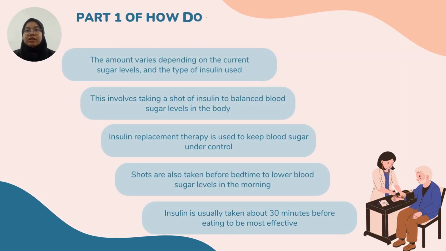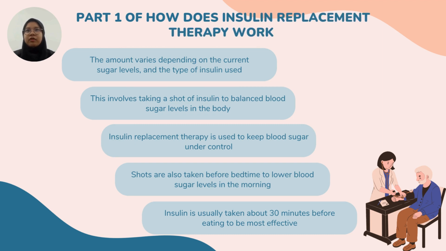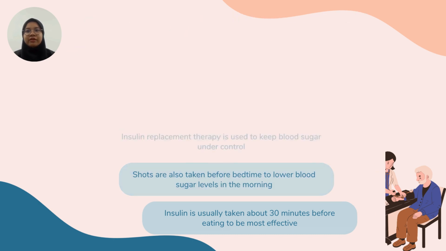Part 1 of how does insulin replacement therapy work. Here, I have provided 5 examples. First, the amount varies depending on the current sugar levels and the type of insulin used. Second, this involves taking a shot of insulin to balance blood sugar levels in the body. Third, insulin replacement therapy is used to keep blood sugar under control. Fourth, shots are also taken before bedtime to lower blood sugar levels in the morning. And last, insulin is usually taken about 30 minutes before eating to be most effective.